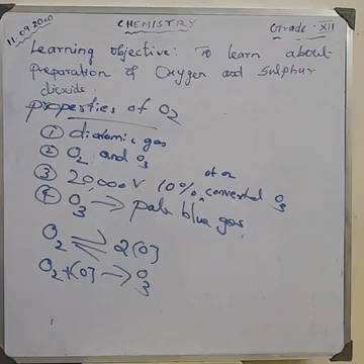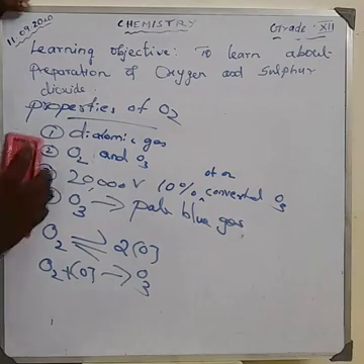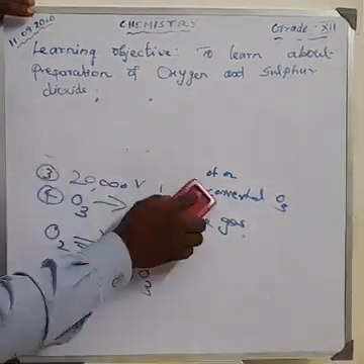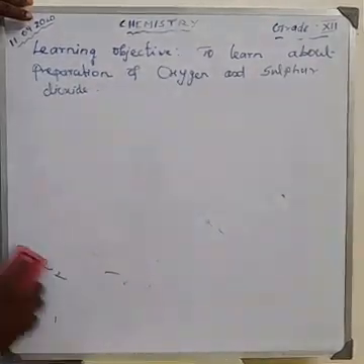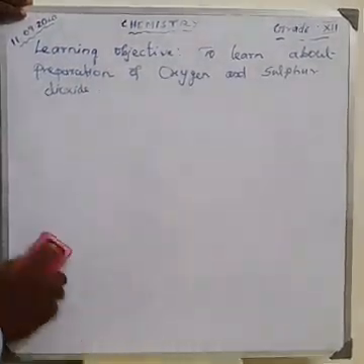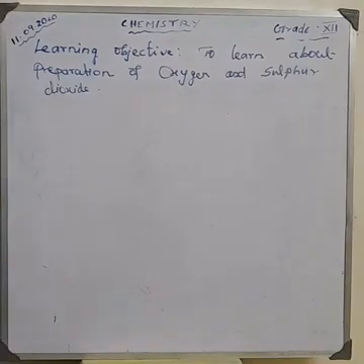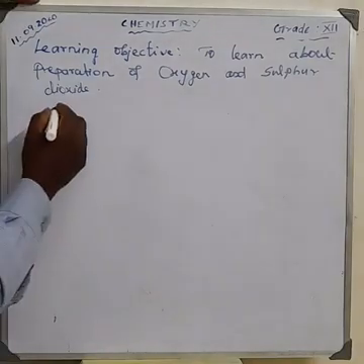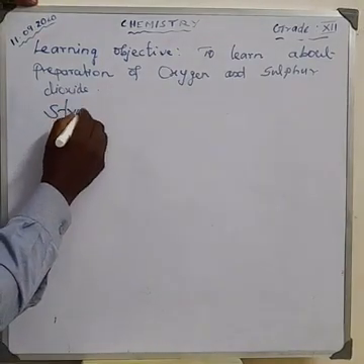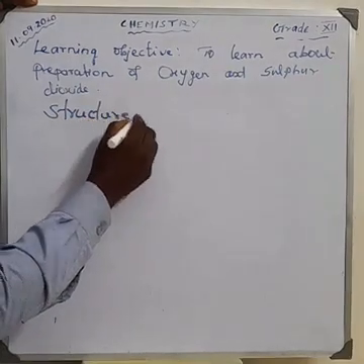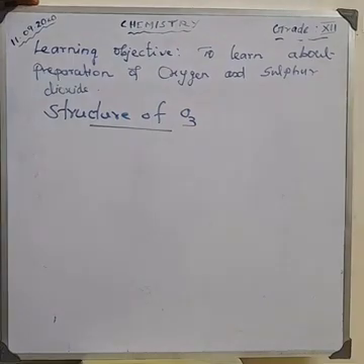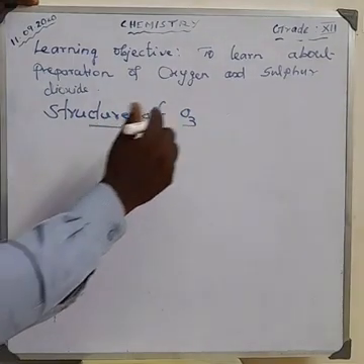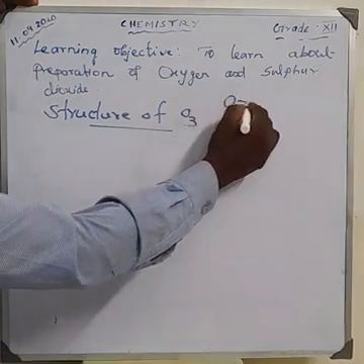Next, the very important question: the structure of ozone. How can we draw the structure of ozone? In the previous video I told you how to draw the structures of phosphorus, nitrogen, etc. And also we are discussing more compounds. Now, how do you draw the structure of ozone? Here, the atomic number of oxygen is 8.